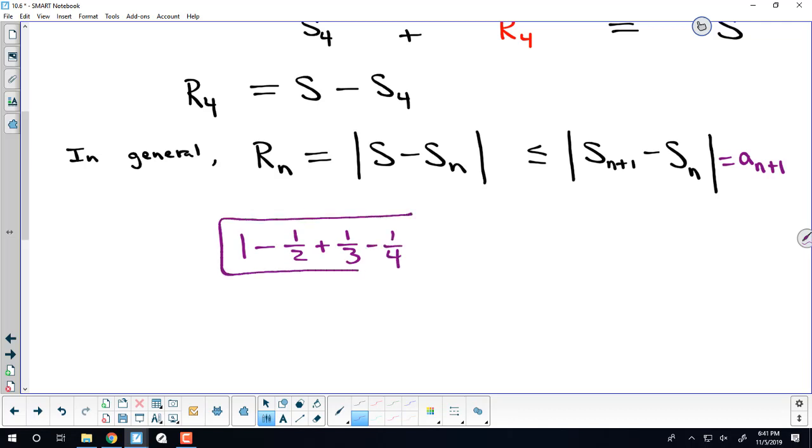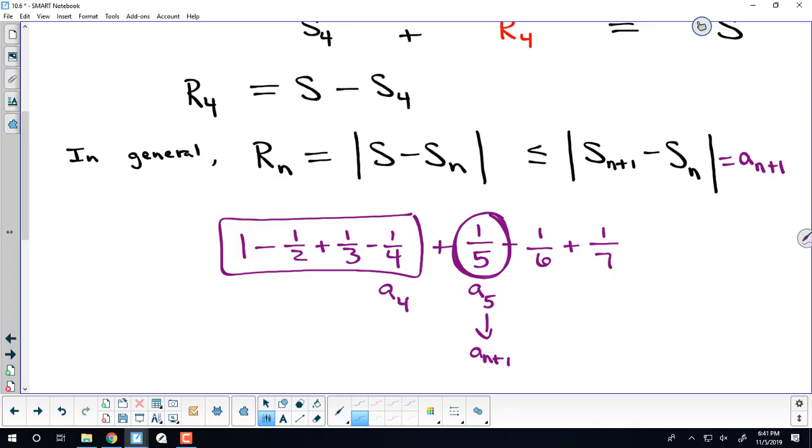We would say, I'm going to use the first 4 terms, or the fourth partial sum, to determine what that is. But then the first thing that we neglected would be a sub 5. Our next term that we didn't consider is like our a sub n plus 1 in this statement. Right, because with alternating it's plus minus plus minus, so we know it's not like a traditional series where we're just adding stuff together. So we're saying that the error is at most, in magnitude, the size of the first neglected term.